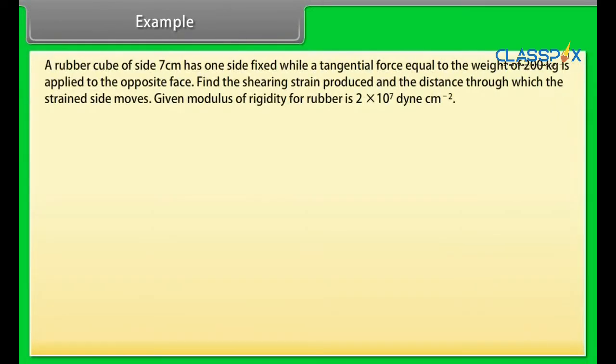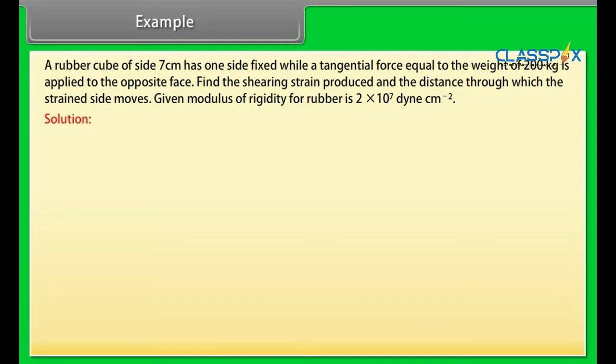Example. Let's take an example of elastic moduli. A rubber cube of side 7 cm has one side fixed with a tangential force equal to the weight of 200 kg applied to the opposite face. Find the shearing strain produced and the distance through which the strained side moves. Given modulus of rigidity for rubber is 2 into 10 raised to the power 7 dyne per centimeter square.